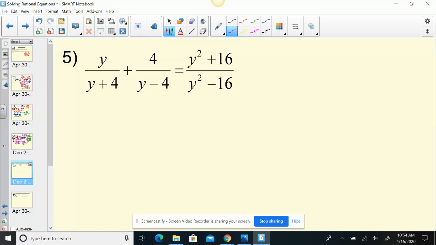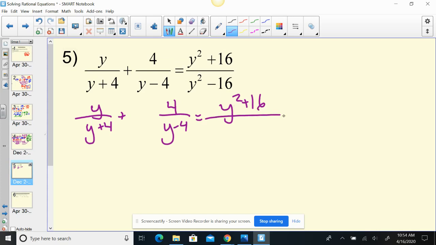Okay, last example. So we see again, we're going to have to factor. So I'm going to leave myself some room to get rid of those fractions with ease. Y squared plus 16 is a sum of squares. You cannot factor a sum of squares. You can factor a sum of cubes, but not a sum of squares.